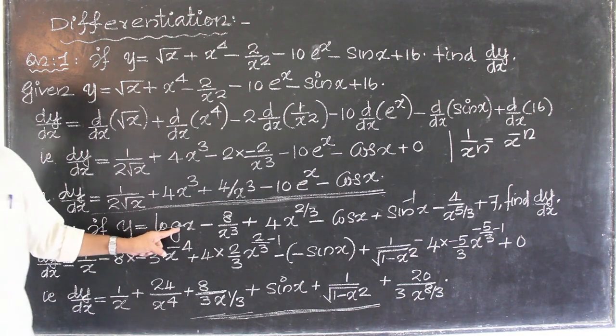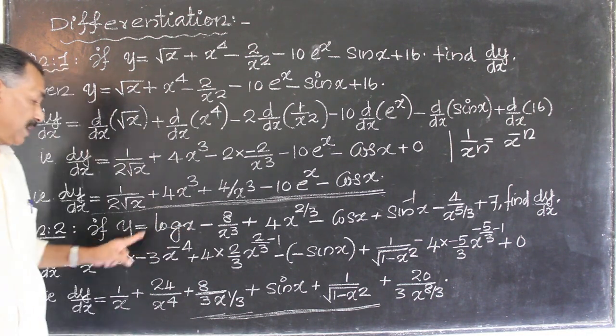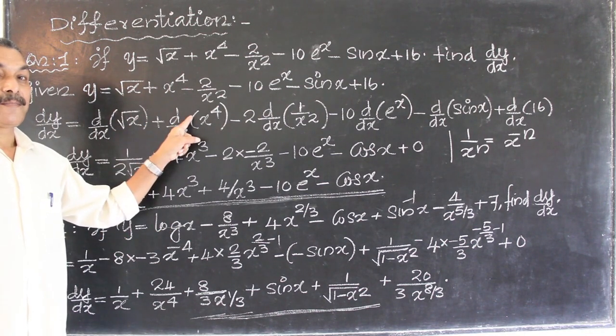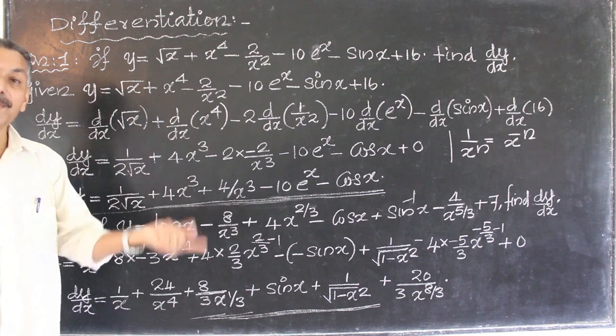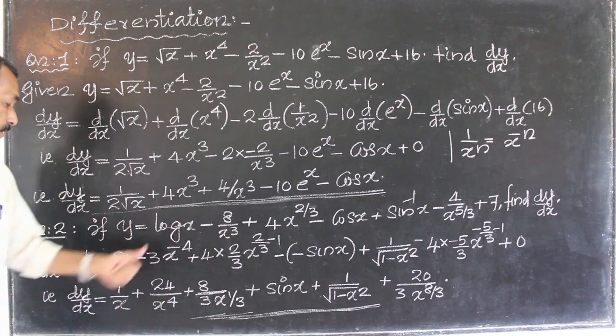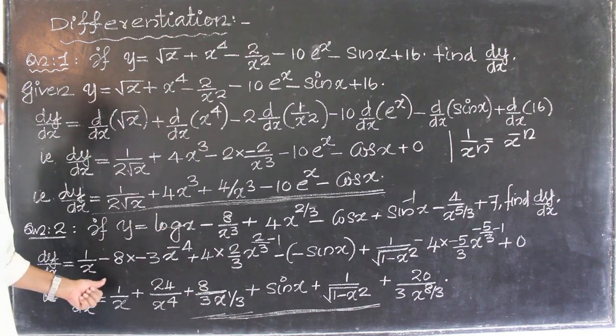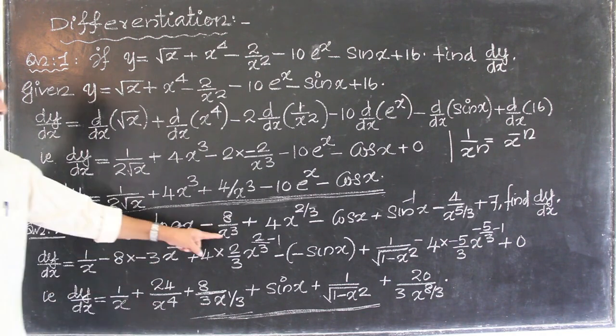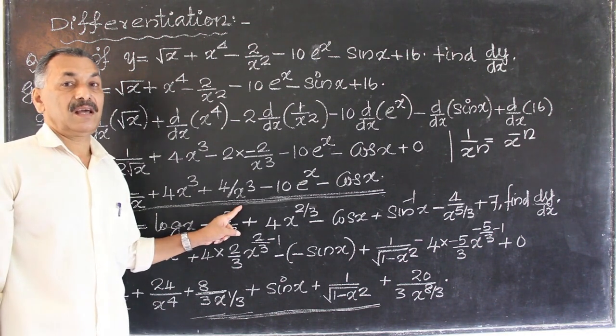Derivative of log x. What is the derivative of log x? Step by step, take the derivative of each term. If we apply the property directly, what is the derivative of log x? 1 by x, minus 8 into x raised to minus 3.